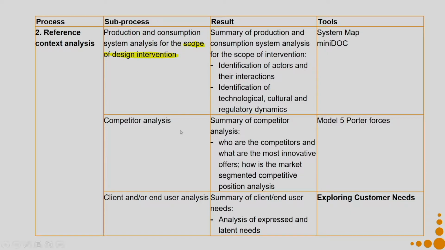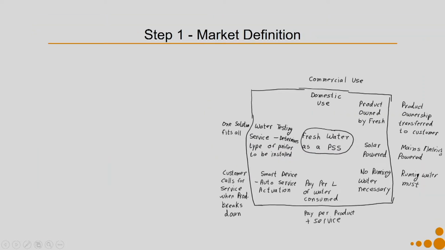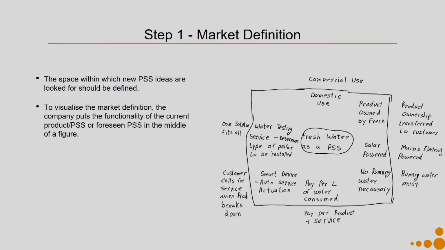So let's see how we explore customer needs. In exploring customer needs, we have two steps. Step one is we try to define the market. So how we try to do this is the space within which new PSS ideas are looked for should be defined. To visualize the market definition, the company puts the functionality of the current product PSS, or the foreseen PSS, the one which you want to design, in the middle of the figure. So say for example, in the middle of this figure, I have incorporated the new PSS that I want to come up with, which is fresh water as a PSS. So that is my main market definition.